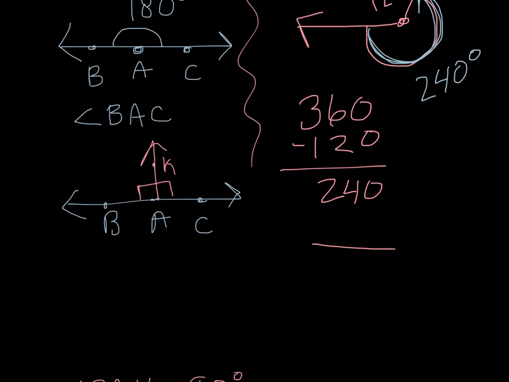I could do it like this, but the reflex angle is this part, which I could say has an angle of 320 degrees. Okay, so that's a reflex angle. Think of it as kind of like the other part of an obtuse or an acute angle.